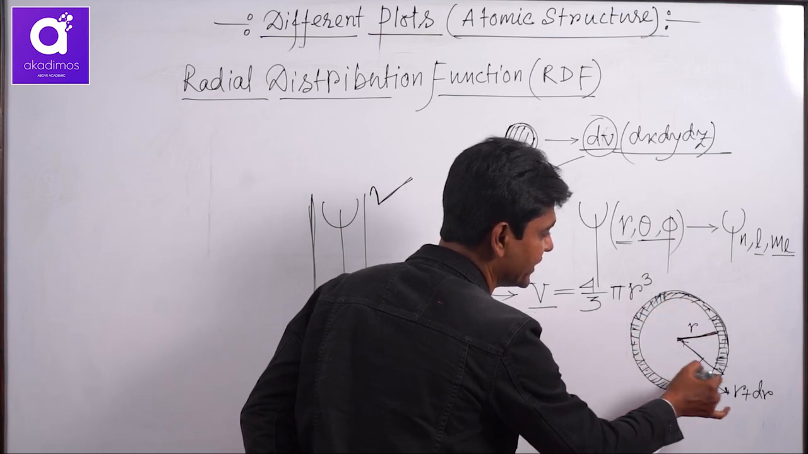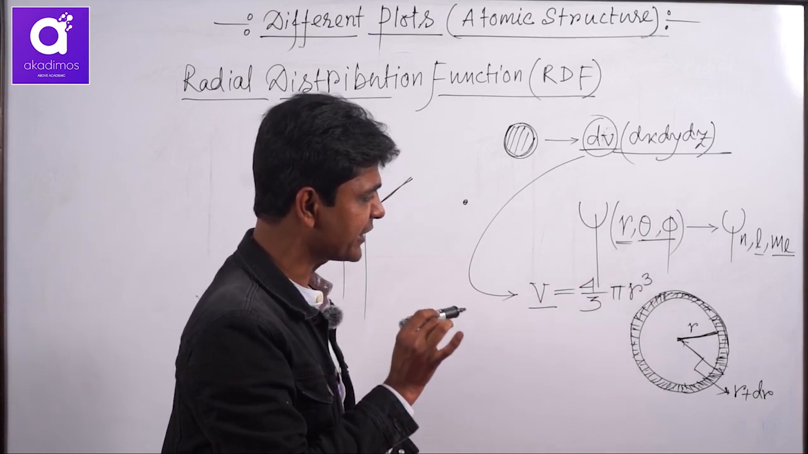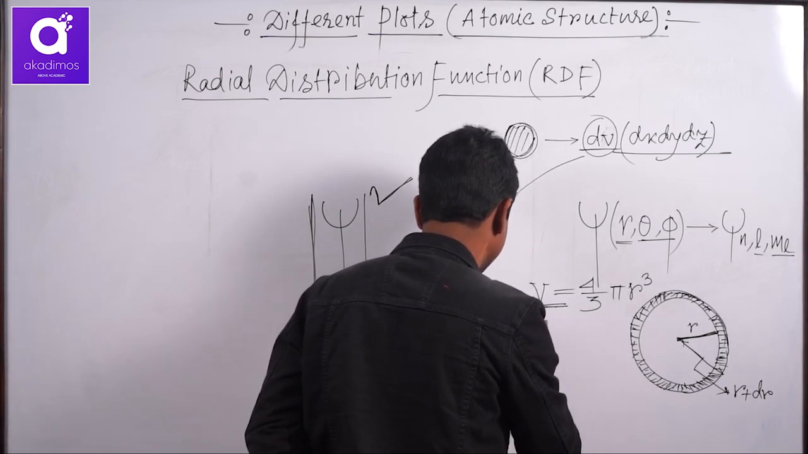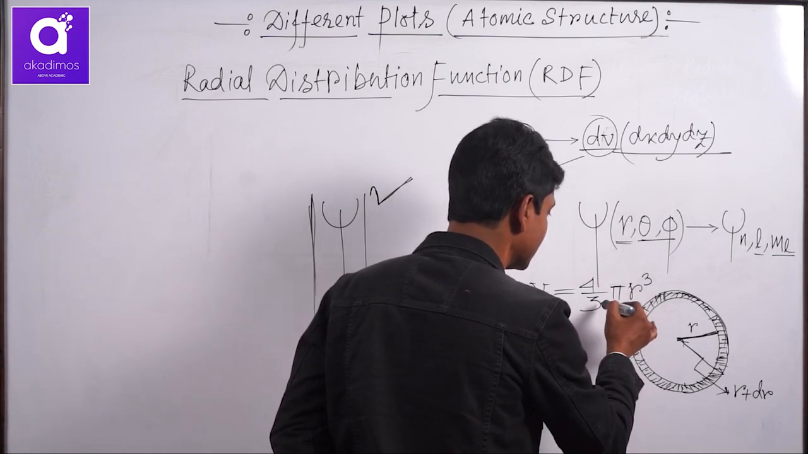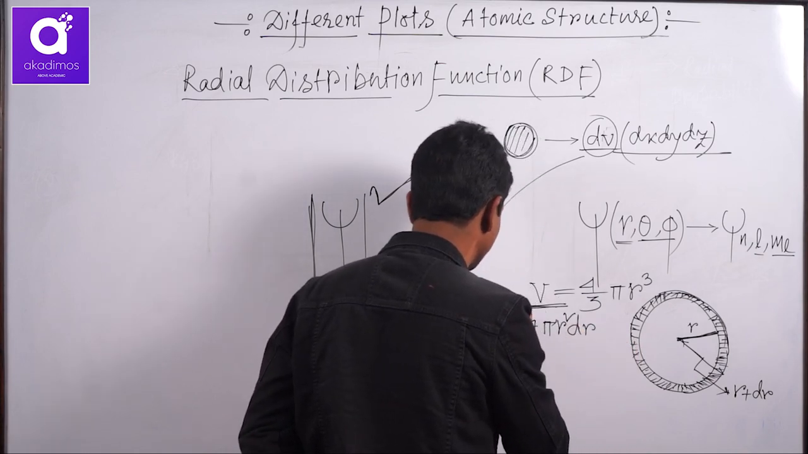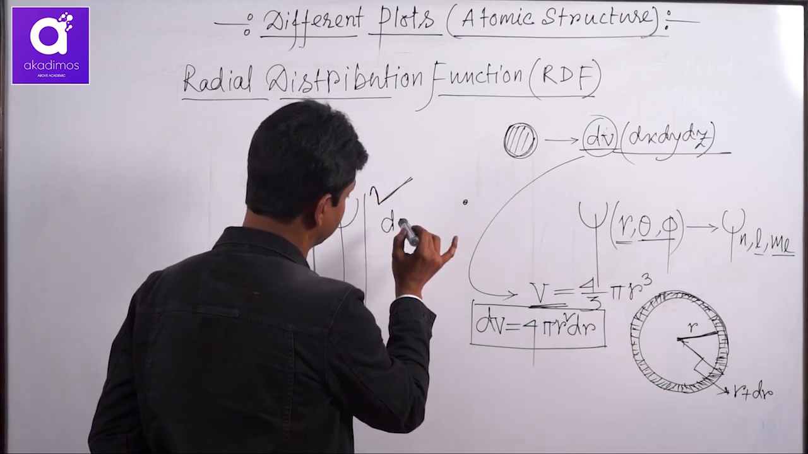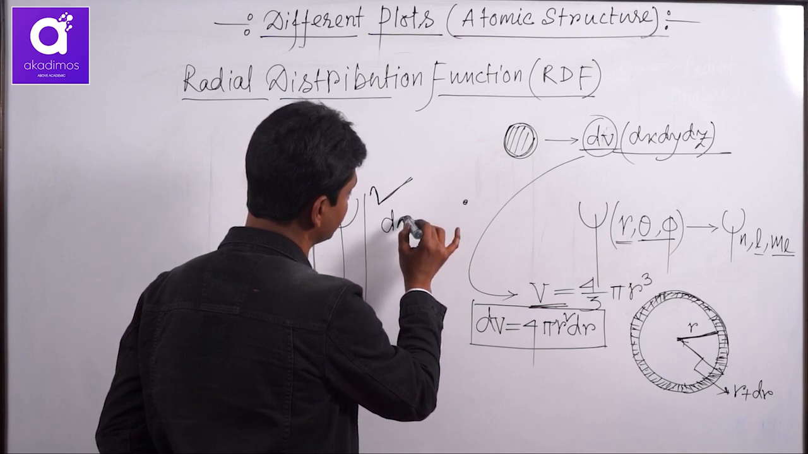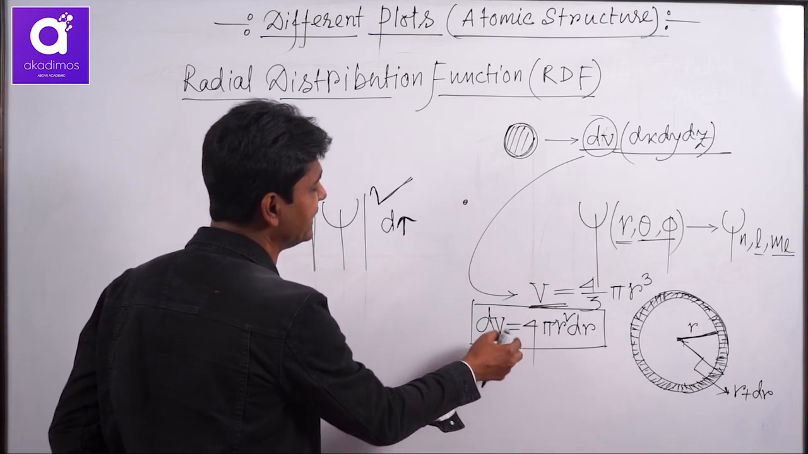V is 4/3 pi r cube. Now what is the volume of this region, where I want to measure the electron finding probability, the radial probability? That is dV. Just do differentiation: 3r square, so 4 pi r square dr. You got the volume. I am taking one dimension, but in three dimensions it is d tau, which is dx, dy, dz, or r, theta, phi if I consider them. This is the complete wave function, not only radial.